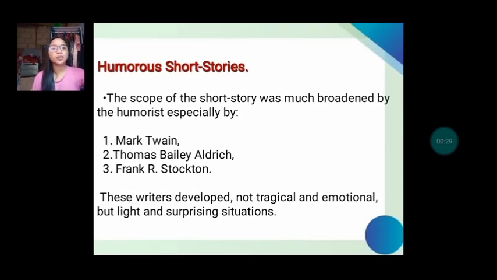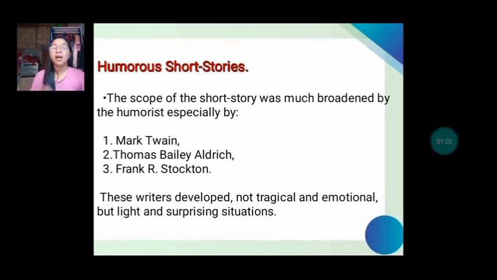Okay, so what are humorous short stories? When we hear the word humorous, it means funny, something to laugh at. It makes the reader entertained or amused. So the scope of the short story was much broadened by the humorous writers, especially Mark Twain, Thomas Bailey Aldrich, and Frank R. Stockton. These writers developed not tragic and emotional but light and surprising situations.